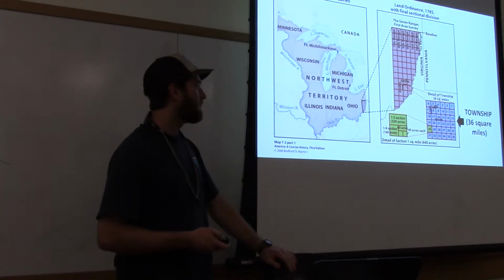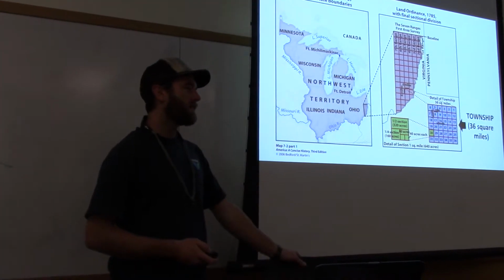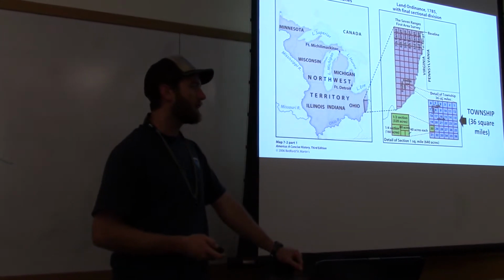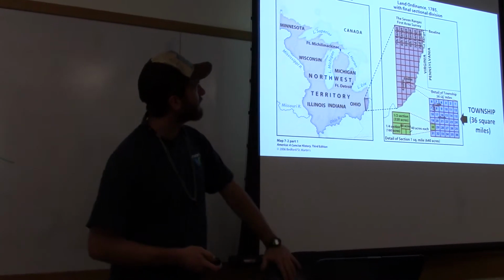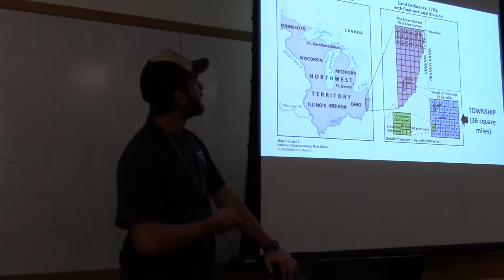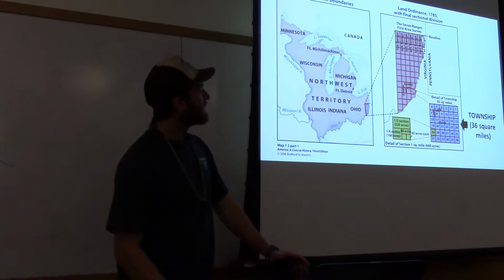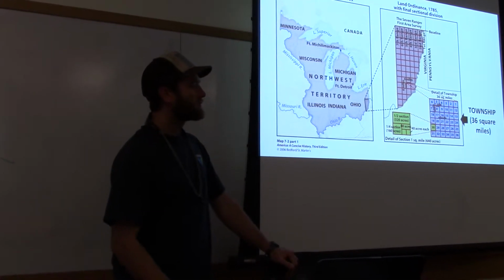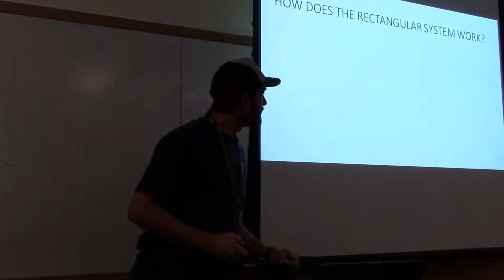But then when we purchased the Northwest Territory, it was a substantial amount of land, and Congress decided that they wanted a more efficient way of mapping and surveying this land. So they came up with the Land Ordinance of 1785 and the Northwest Ordinance in 1787, and that's when township and range really came into use.